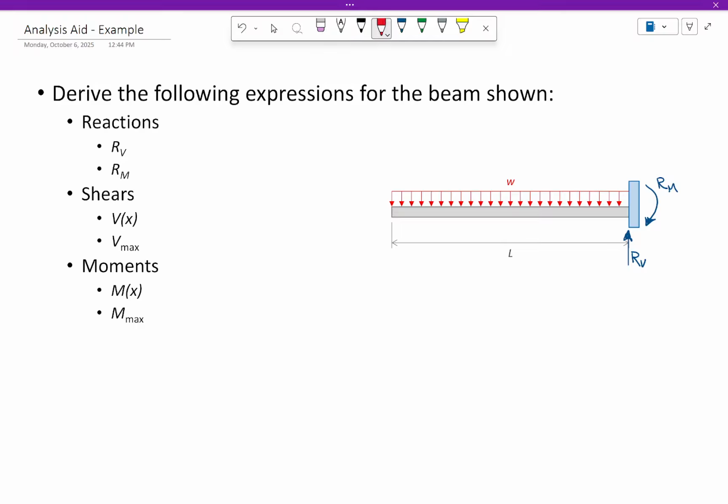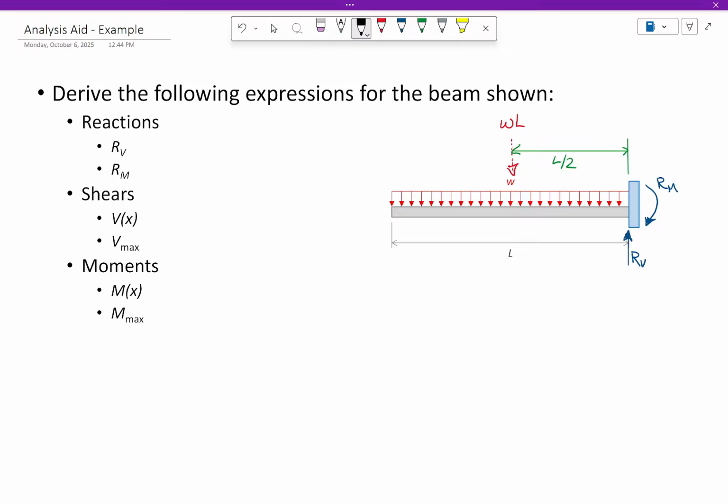What do I do with this distributed load? I collapse it into a point load. What is the magnitude of that point load? W times L. WL. How far do I place that load from here? L over 2. Okay?